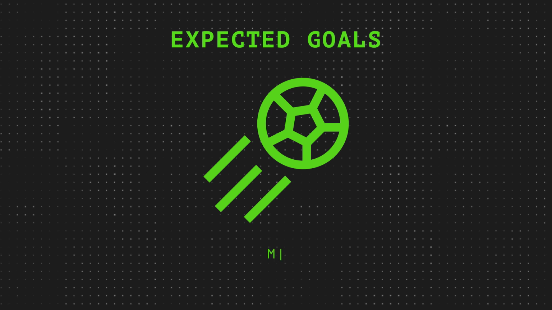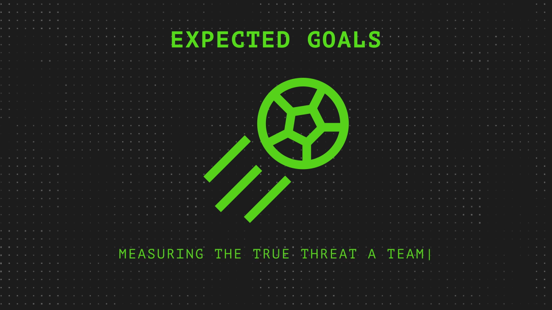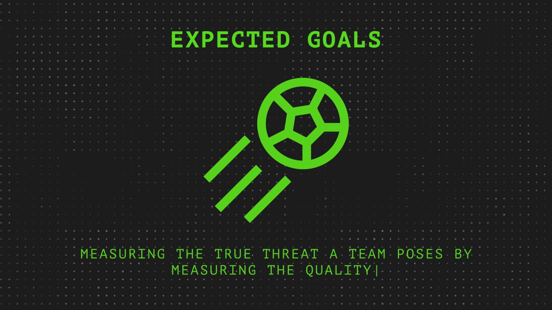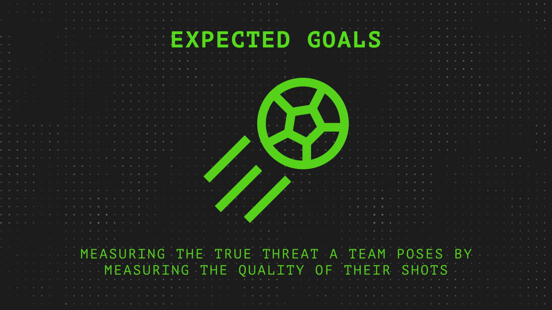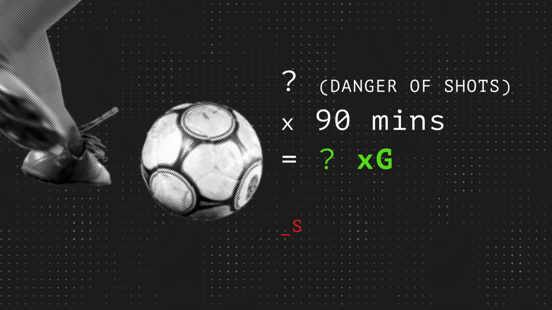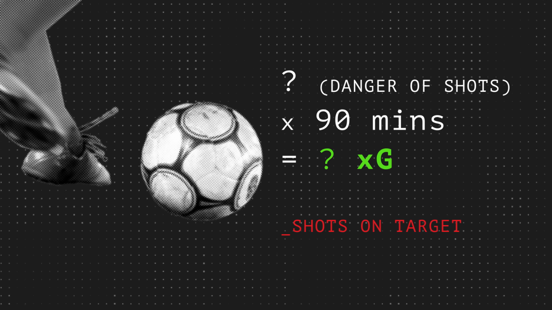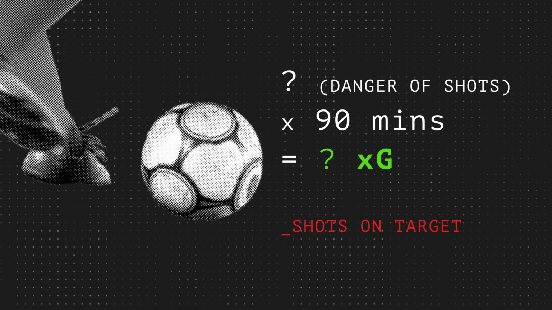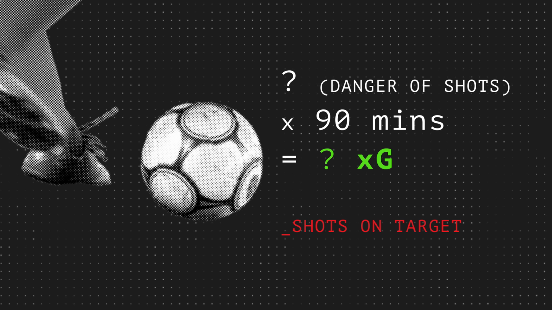process. Have you ever come away from a game thinking, wow, we hammered them, that could have been 4 or 5-0? Well, expected goals puts that thinking to the test, measuring the true threat a team poses by measuring the quality of their shots. So, to put it simply, XG is an attempt to determine how dangerous a shot on goal is, assigning it a value. A team's total XG for a game will be the total value of all of their shots added together.